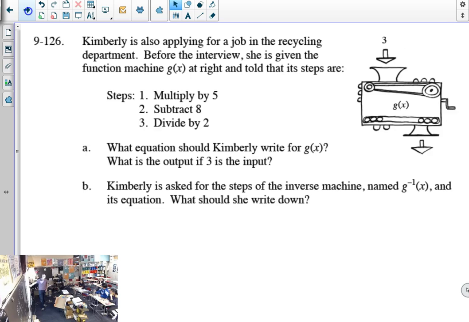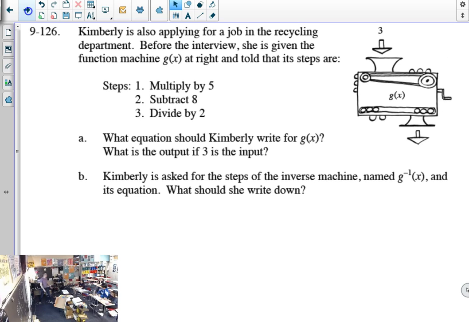So try this. Kimberly's applying for a job. We now have the function g of x, and she has to evaluate how to find the inverse.